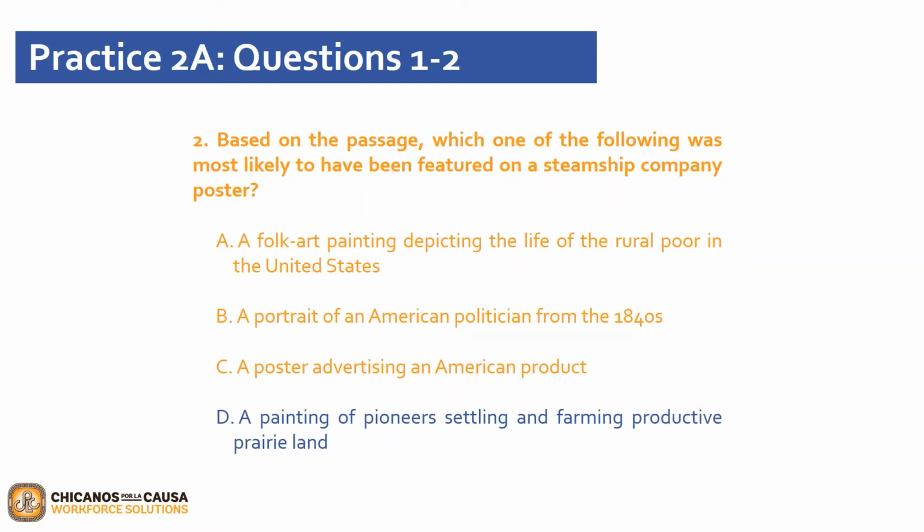Let's review. In question 2, the writer wants you to infer what the posters may have looked like to incite immigrants to move to the United States. Option A is not a possibility as immigrants are trying to leave an impoverished country. Option B is not a viable answer as immigrants may not be aware of current politicians. Option C speaks about products. However, the writer does not mention products used in the United States. Option D paints the best scenario as it portrays people that resemble immigrants thriving in a foreign country.